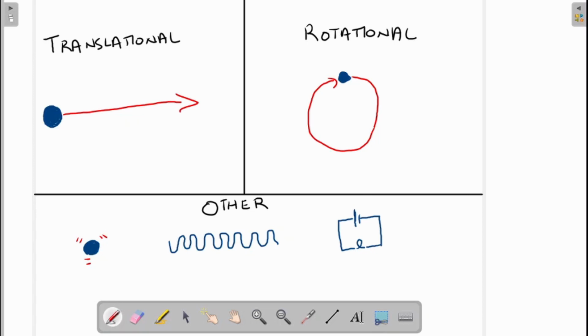We've talked about kinetic energy in two different scenarios at this point. We've talked about translational kinetic energy, which has the equation 1/2 mv squared, and we've talked about rotational kinetic energy, which has the analogous equation of 1/2 I omega squared, where I is your moment of inertia and omega is your angular velocity.